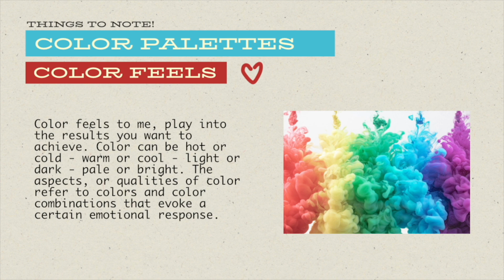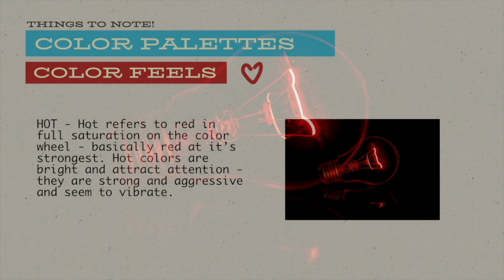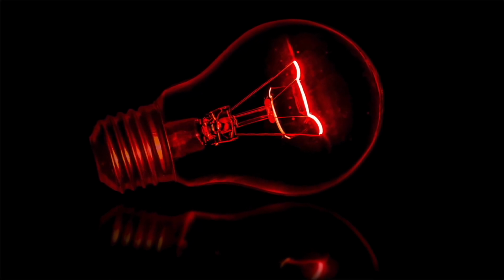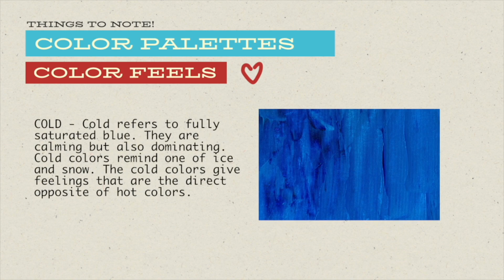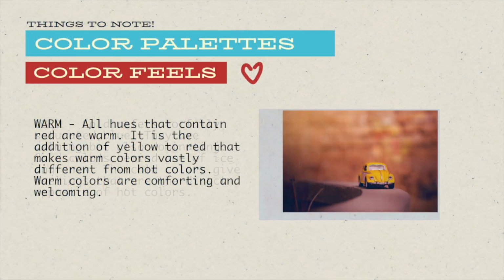When we talk about hot colors, hot refers to red in full saturation on the color wheel, basically red at its strongest. Hot colors are bright and attract attention. They're strong and aggressive, and they seem to vibrate a bit. And then there's cold colors. Cold refers to fully saturated blue. They're calming but also dominating. Cold colors remind one of ice and snow, and they give feelings that are the direct opposite of those hot colors.